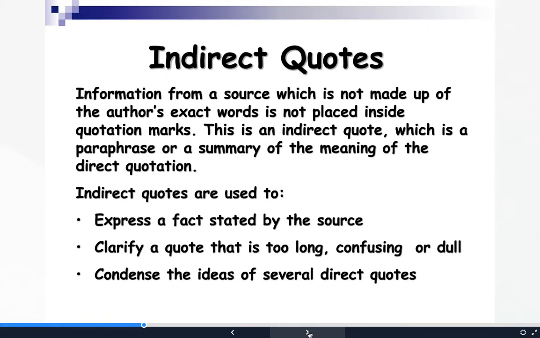Indirect quotes, that's information from a source which is not made up of the author's exact words, is not placed inside quotation marks. This is an indirect quote, which is a paraphrase or a summary of the meaning of the direct quotation. So indirect quotes are used to express a fact stated by the source, clarify a quote that is too long, confusing, or dull, or condense the ideas of several direct quotes. Use indirect quotes all the time, especially in research, because you don't want to have word for word writing, but you want to summarize it or paraphrase.